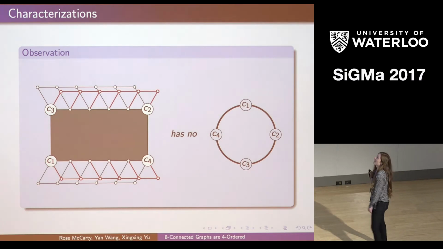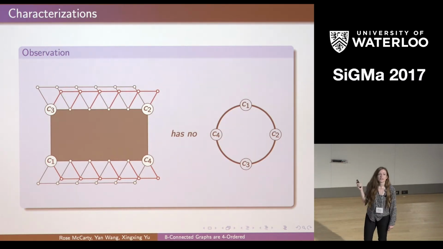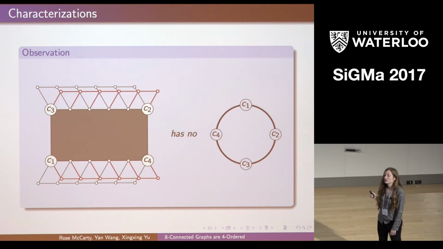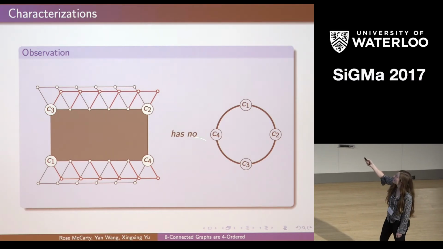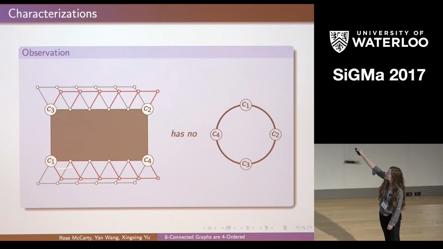Okay? And now another observation to kind of get us started for the four-ordered question is that this graph has no cycle through 4 vertices in order. And I'm not going to prove that today. So we just take another 3 by n grid, where n is the number of vertices in this C1, C4 path, and we identify the middle vertices along this bottom boundary.